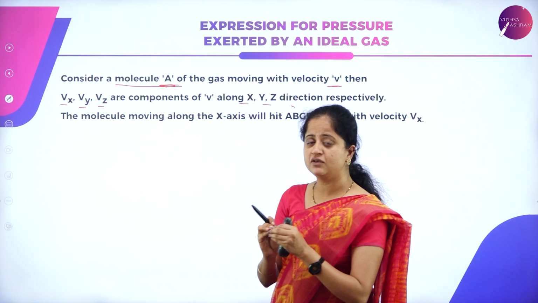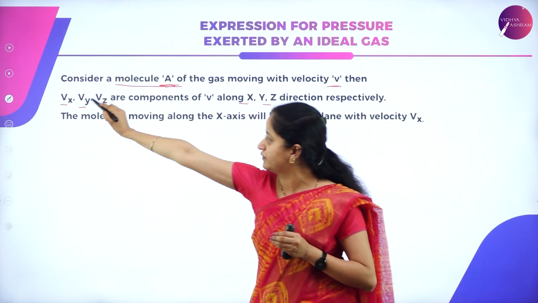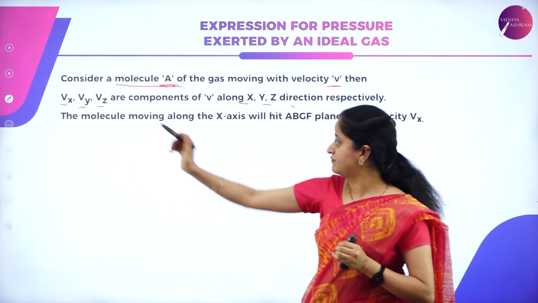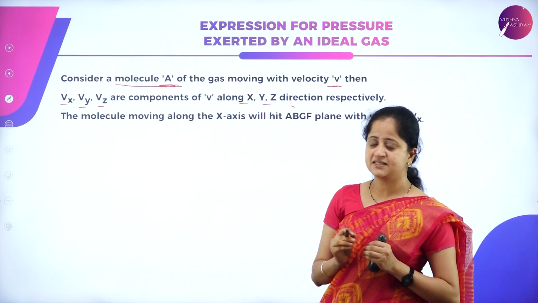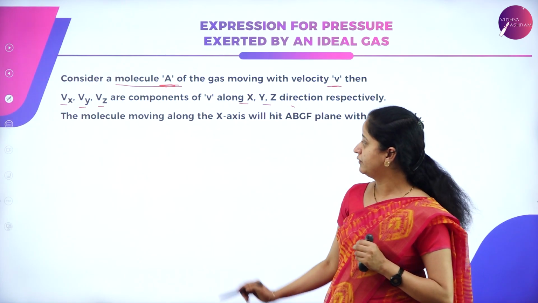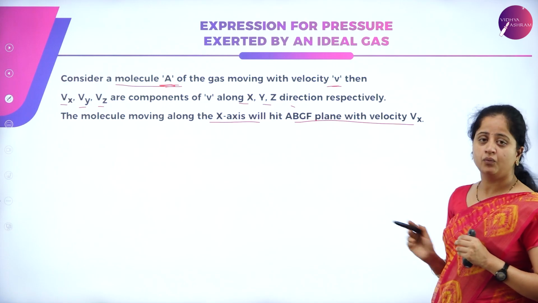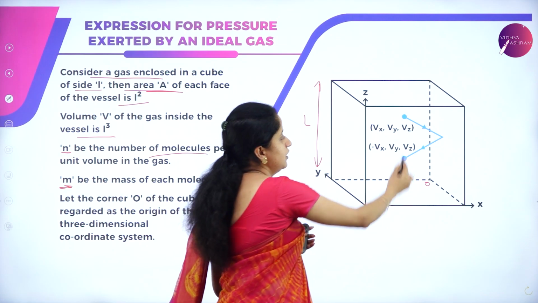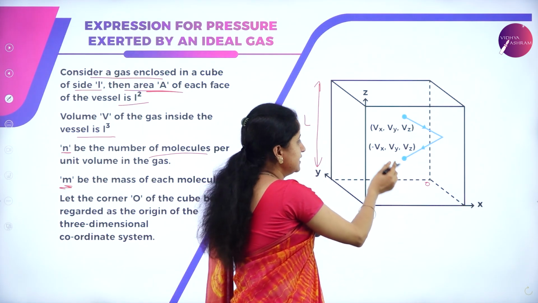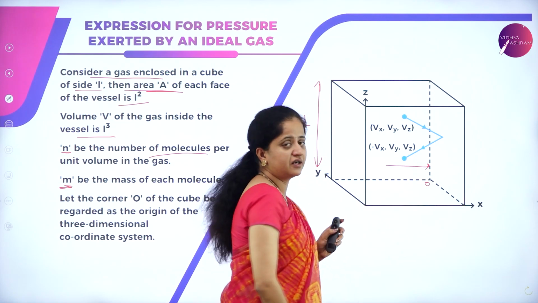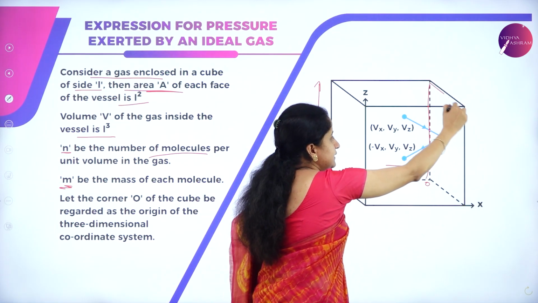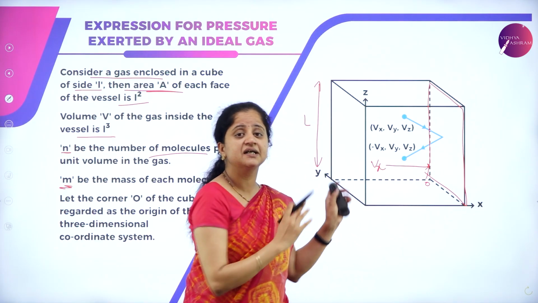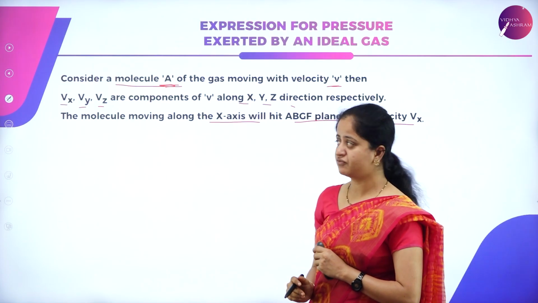So if the gas molecule is moving along the x-axis, then we can say that it is moving with velocity Vx. If it is moving along y, then it is moving with velocity Vy. Similarly for the z-axis, that is Vz. So the molecule moving along the x-axis will hit one of the planes with velocity Vx. Now you can observe this coordinate system or the cubical vessel. So let us say that the gas molecule is moving along the x direction and it will hit this wall. It is moving with velocity Vx. This is our consideration for deriving the expression for pressure.